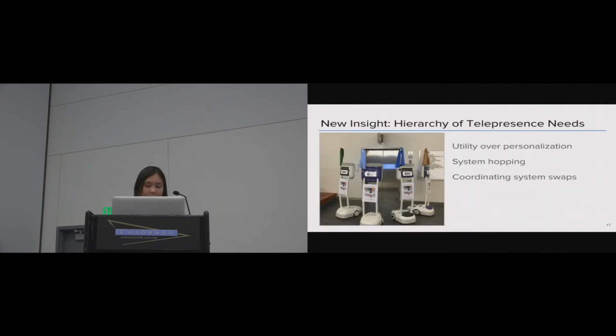Basically, we view this prioritization as a telepresence hierarchy of needs, where utility, particularly reaching a destination early, was of higher priority than personalization, opportunistic interactions, and other factors that have been cited in prior research. We also observed participants engaging in strategies and workarounds, such as system hopping or trying to coordinate system swaps, so basically looking for someone who was on the correct floor that they wanted to go to and trying to trade systems with them.